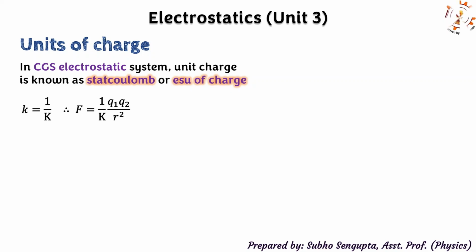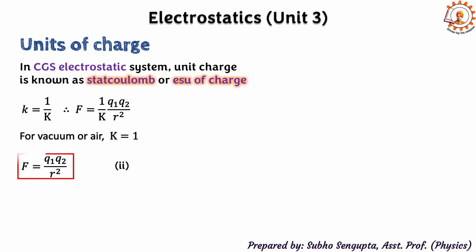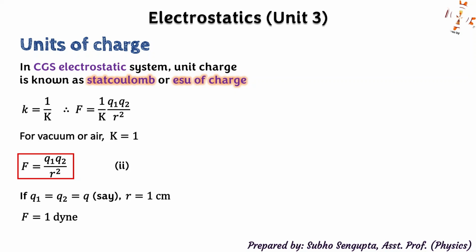The value of dielectric constant for vacuum or air is 1. So, we have F is equal to Q1 Q2 upon R squared. I mark this expression as equation 2. Let both the values of Q1 and Q2 are again equal to Q. R is equal to 1 centimeter and F is equal to 1 dyne.